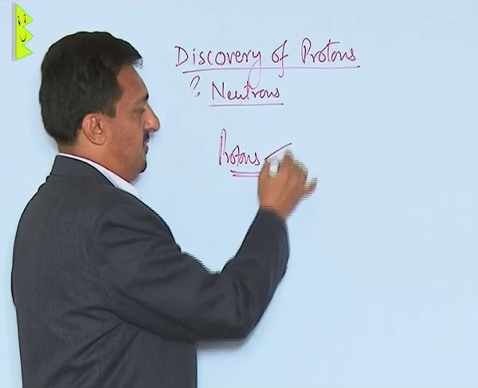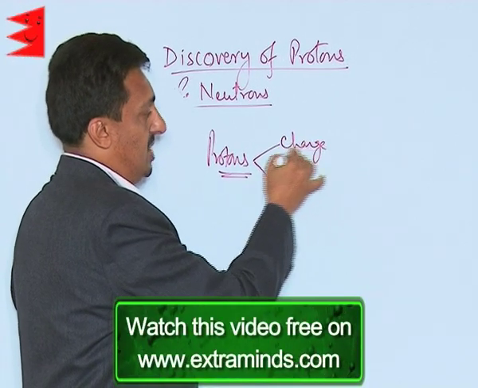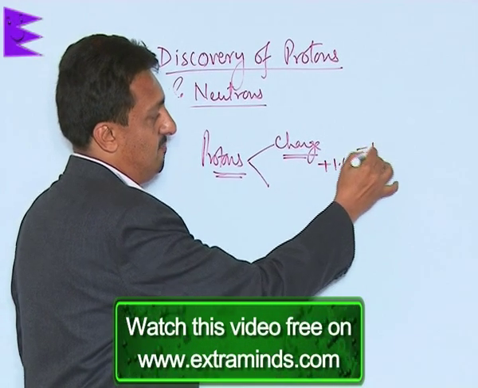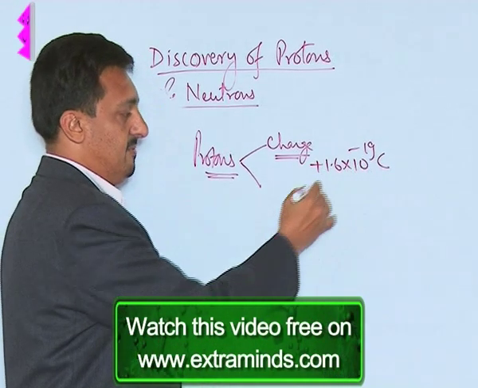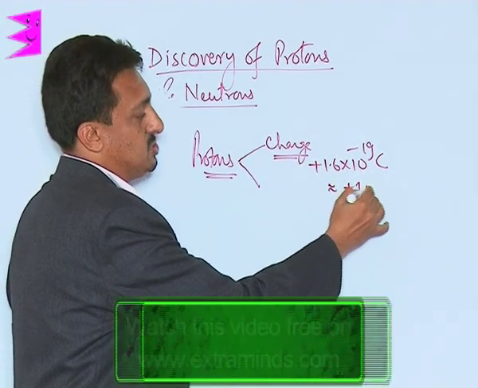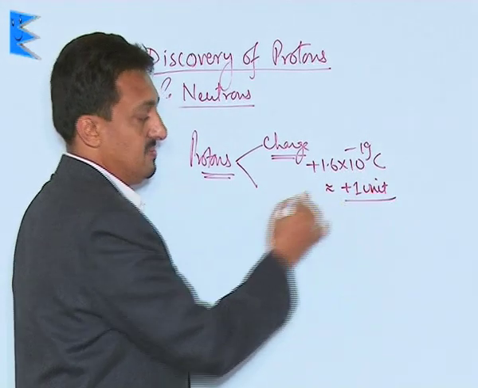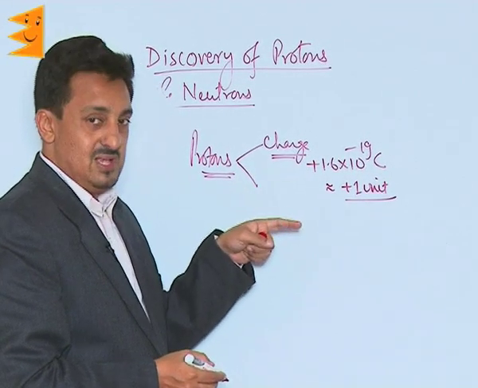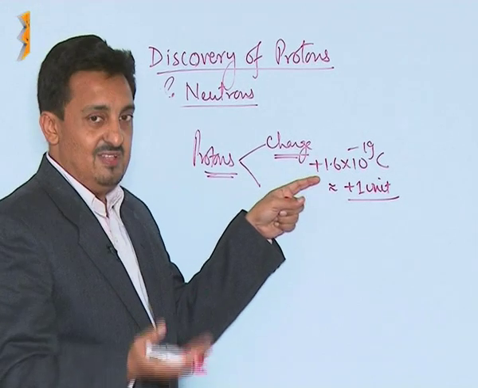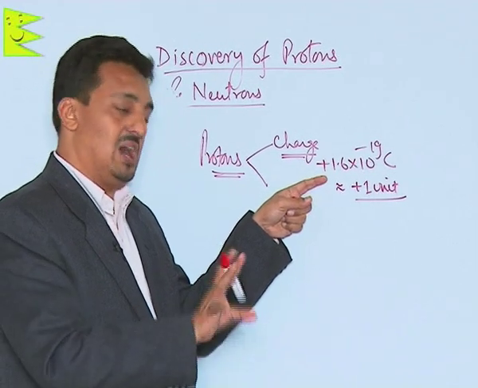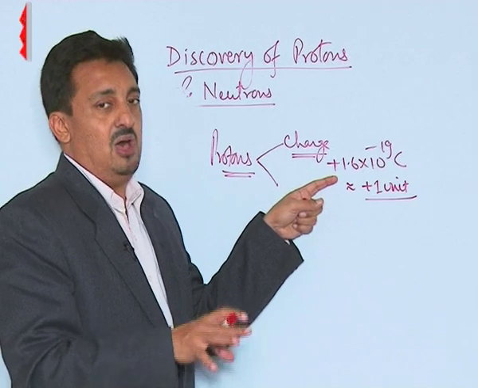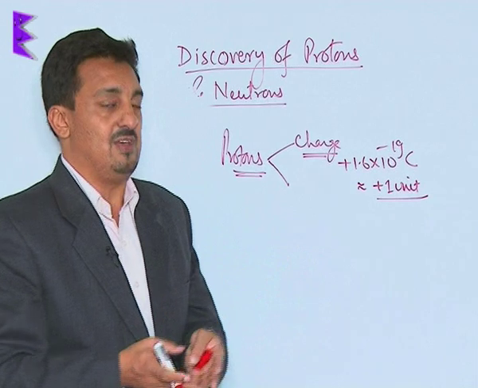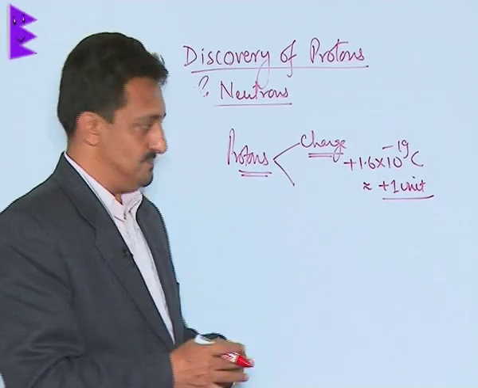were found to have a charge of plus 1.6 into 10 to the power minus 19 coulombs, which is also called plus 1 unit charge. So the basic difference between protons and electrons is that the protons are positively charged and the electrons are negatively charged. The charge on both of these is the same. That is how every atom is electrically neutral, because the number of protons and the number of electrons will always be the same.